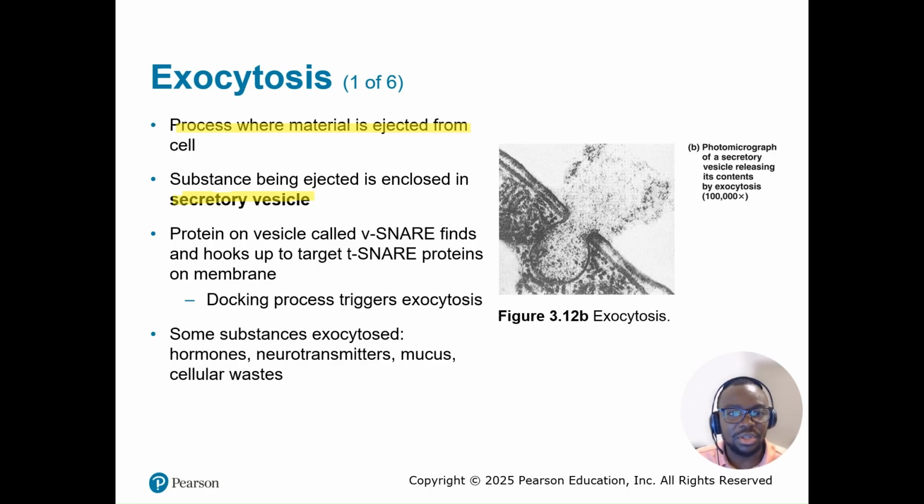The vesicles contain proteins called V-snares, while the cell membrane has proteins called T-snares. The two proteins interact and trigger exocytosis. Substances removed from the cell by exocytosis include hormones, neurotransmitters, mucus, and cellular waste.